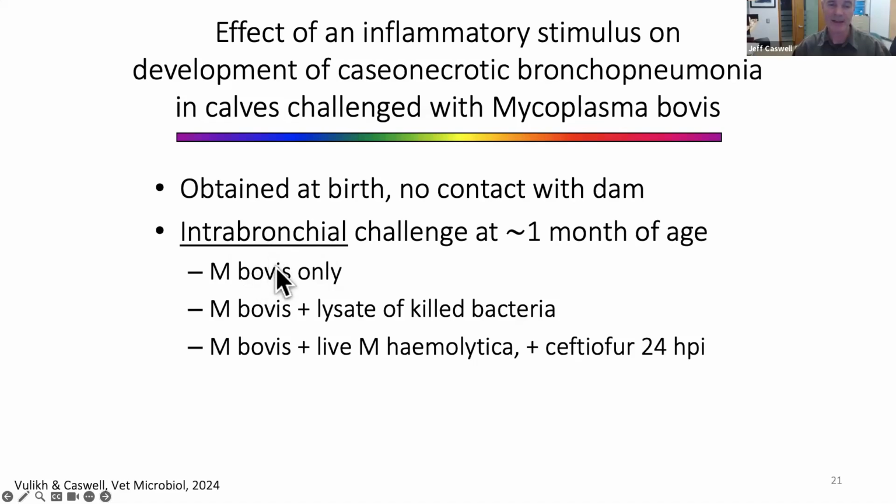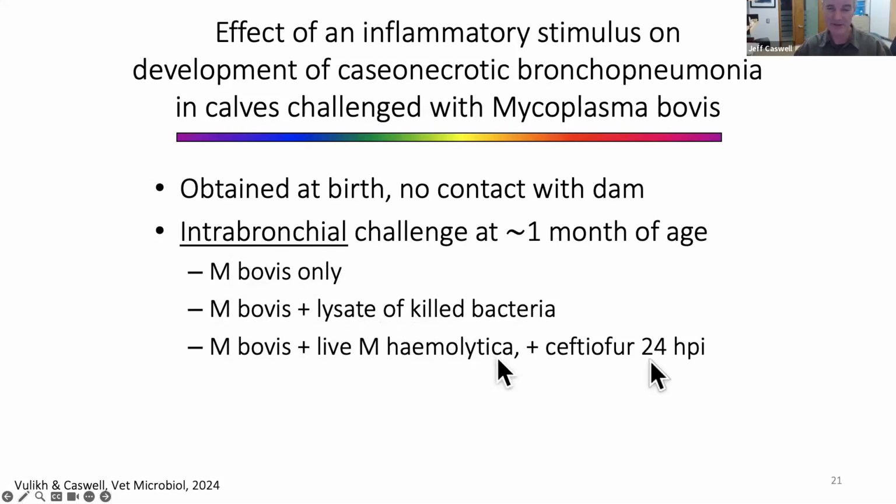of age. Some of these calves received only Mycoplasma bovis. Other calves received Mycoplasma bovis and the same inflammatory stimulus that I described earlier. And then other calves, and this is a little bit complicated, other calves received both Mycoplasma bovis and live Mannheimia hemolytica bacteria, the bacterium that causes shipping fever pneumonia.